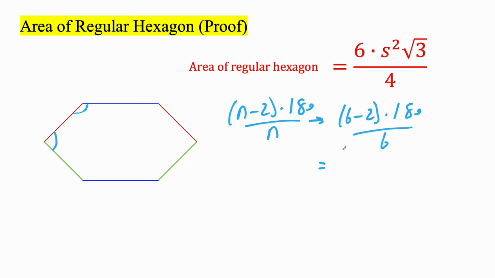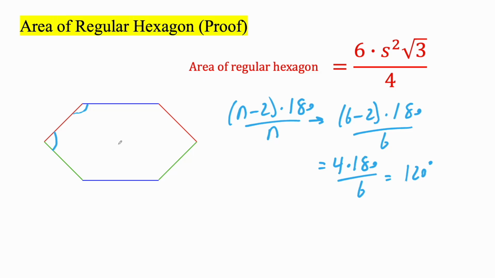And so we're going to get 6 minus 2 is 4, 4 times 180 divided by 6, and we're going to get 120 degrees. How I did this, 180 divided by 6 is 30, 4 times 30 is 120. So each angle measure is 120 degrees.